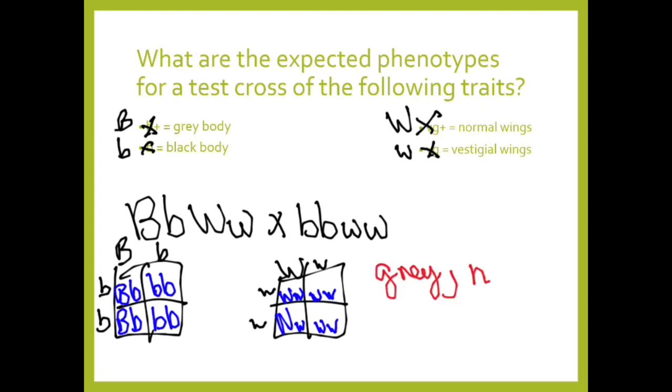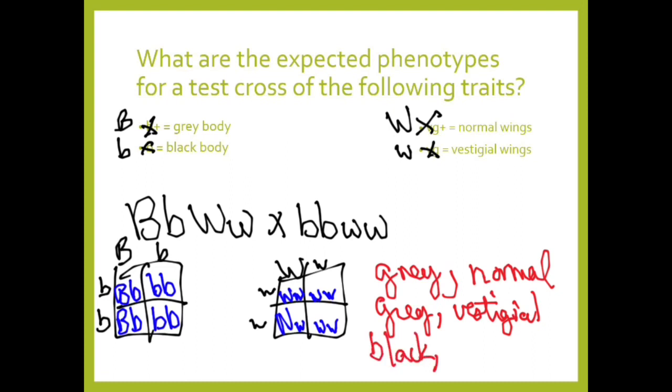gray bodies, normal wings. I've got gray bodies and vestigial wings. That just means teeny tiny. I've got a black body and normal wings, and I've got black bodies and vestigial. Now, when I'm trying to figure out my probabilities of each, you can fill in your Punnett square to do this, and that would help you count up all of that stuff.